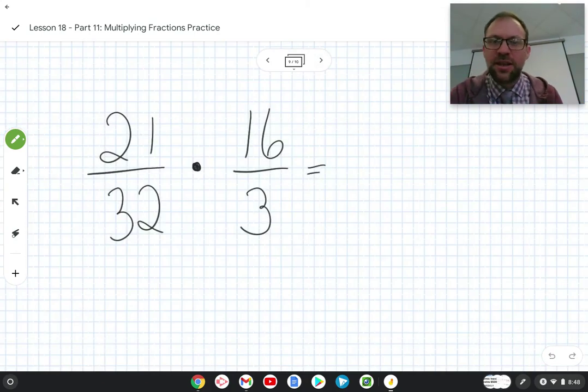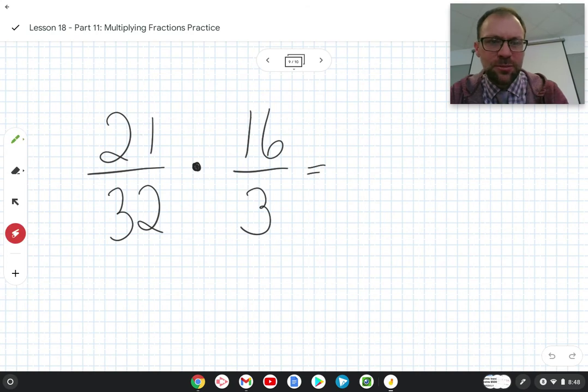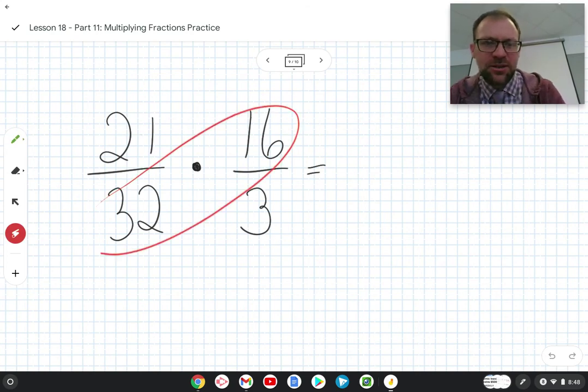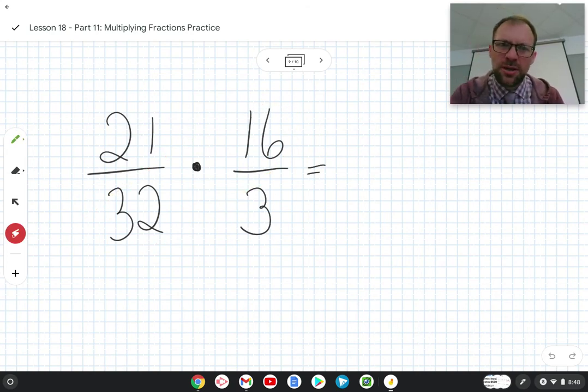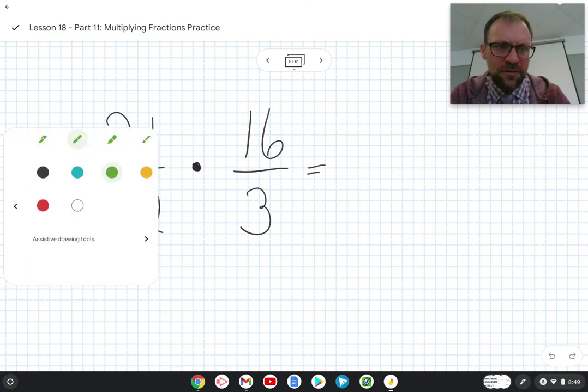I think this is our final example. We haven't practiced factoring yet. Sometimes these numbers are so big we need to factor. We want to check if we can simplify 16 and 32, but we're not sure. And so we're going to go right back to what we learned about factoring.